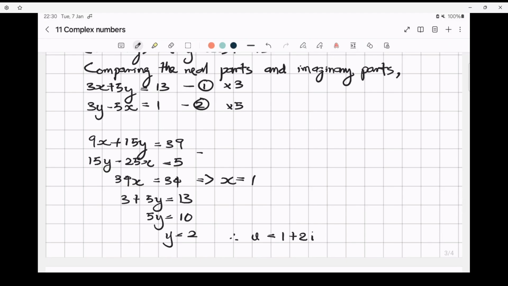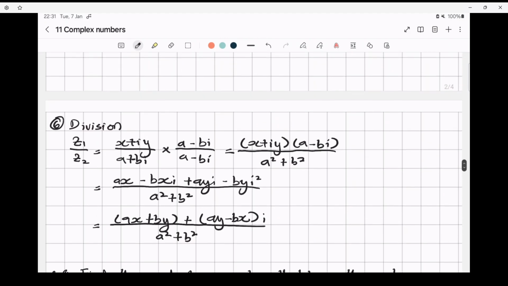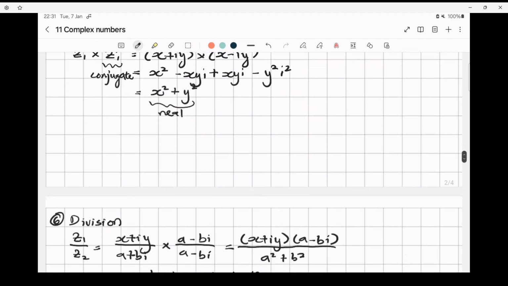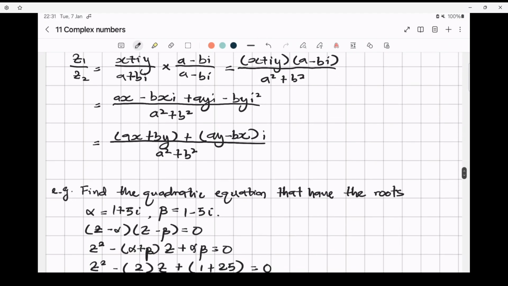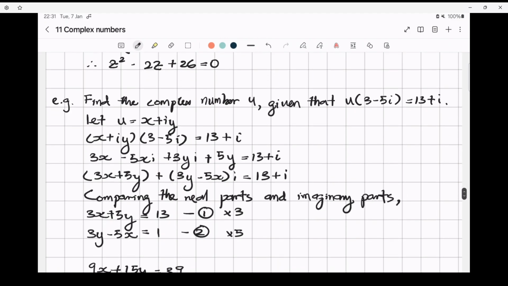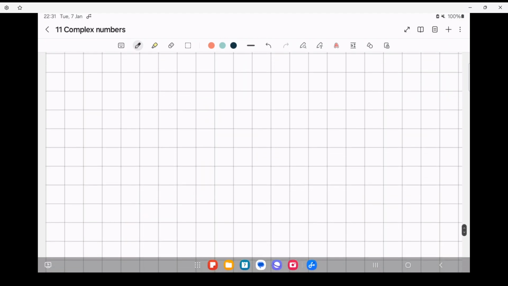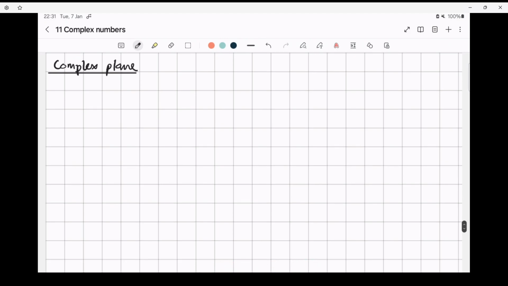Hi, welcome back to part 2 of chapter 11, complex numbers. From the previous video, we basically covered how you would perform all the operations on complex numbers and how you would break down your complex number in terms of the real part and the imaginary part and so on. We also looked at, for example, how you would solve a quadratic equation if a pair of complex roots are given. So in this particular video, we will first go through the idea of the complex plane.